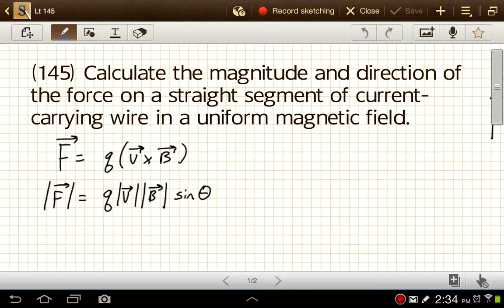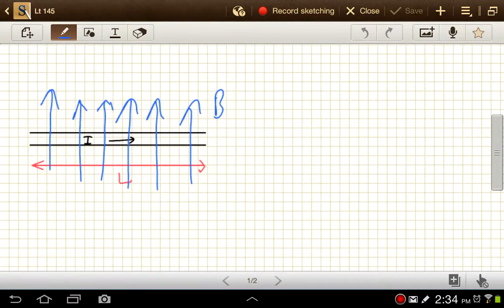But what if we have charge not just moving as one big bundle, one single charged object? What if we have a bunch of charges moving through an area over some period of time? That's what happens in a wire. We have current flowing through a wire. That's lots and lots of little charges that move through this wire over time. They're moving through a magnetic field, so they should experience some force in some direction. But what direction and what amount of force would they experience?